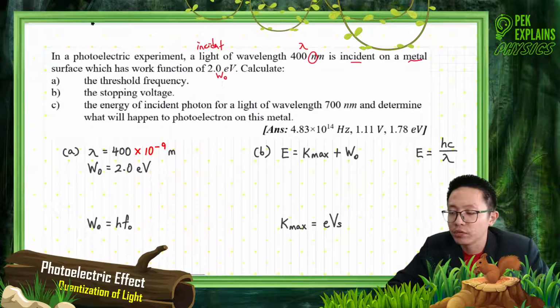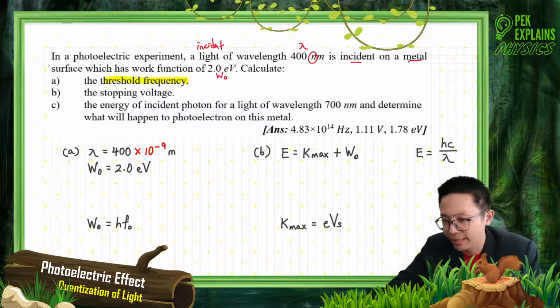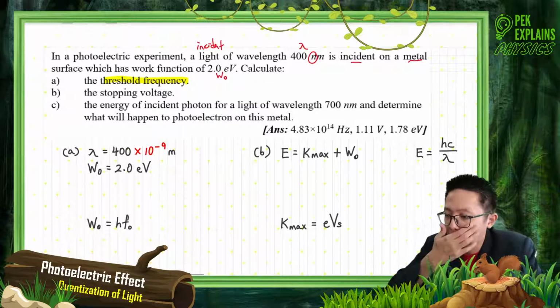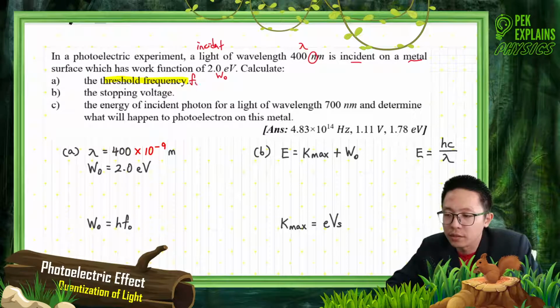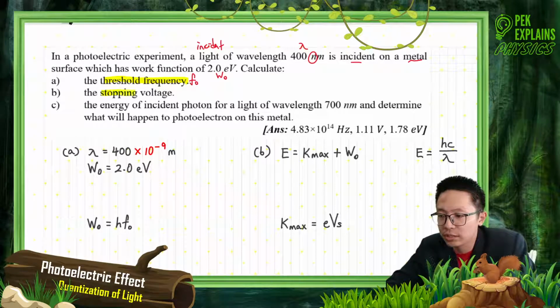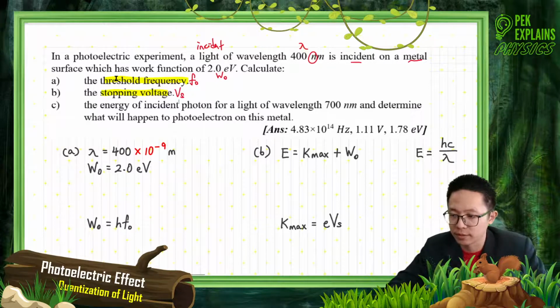So we want to find the threshold frequency. The question wants to find the threshold frequency. We know that different metals have different threshold frequencies. Okay, so threshold frequency is F naught, and then we need to find the stopping voltage later on. Stopping voltage is Vs. Okay, let's do question A first.